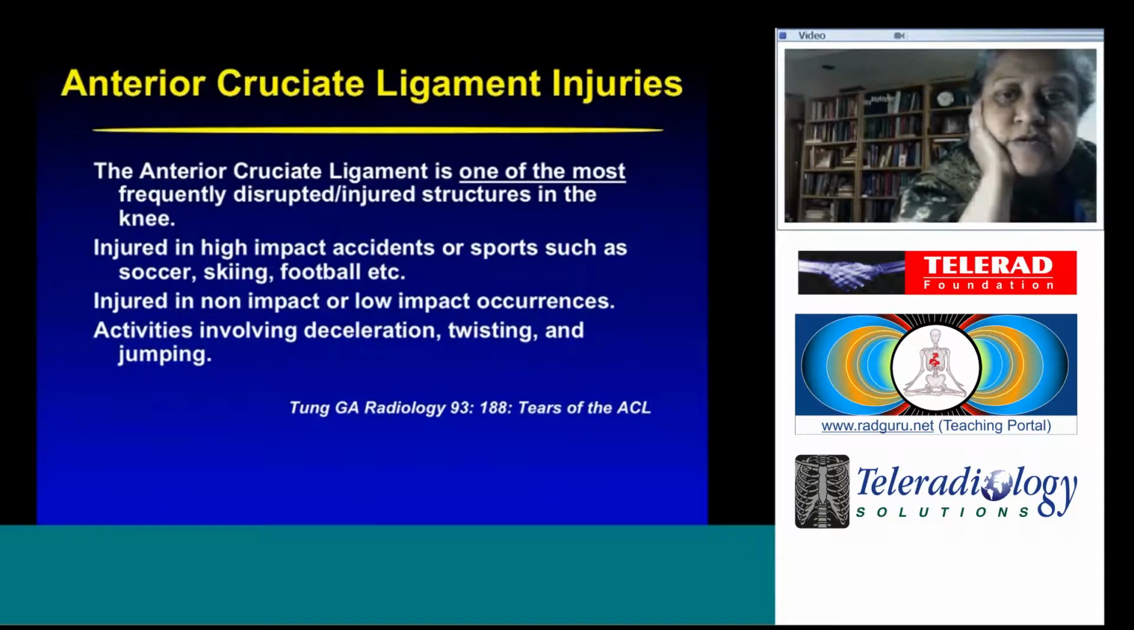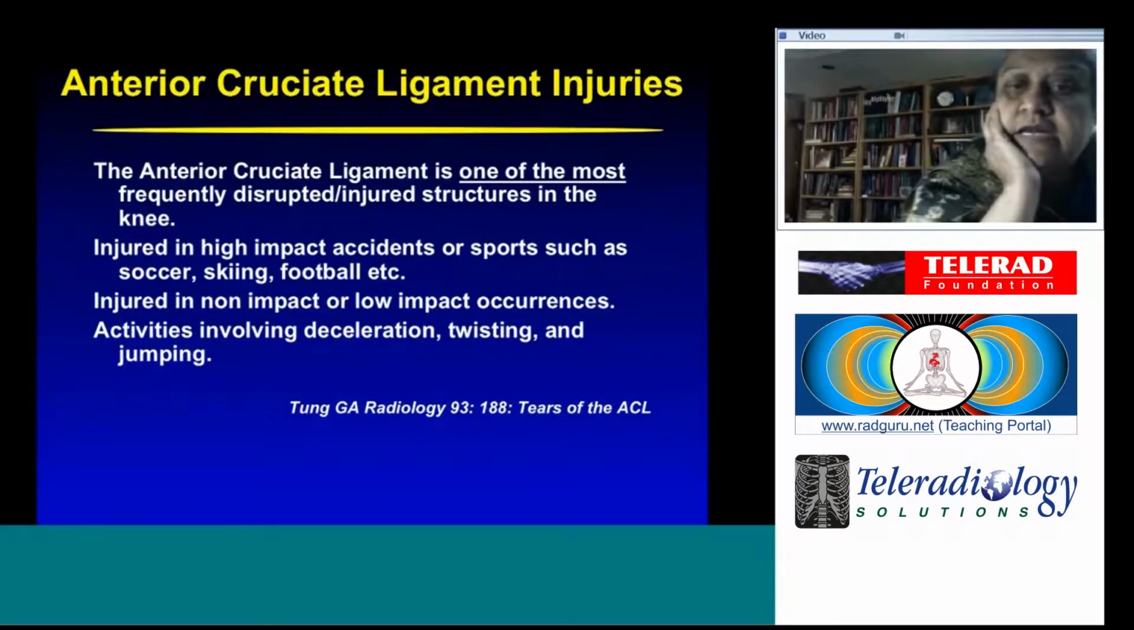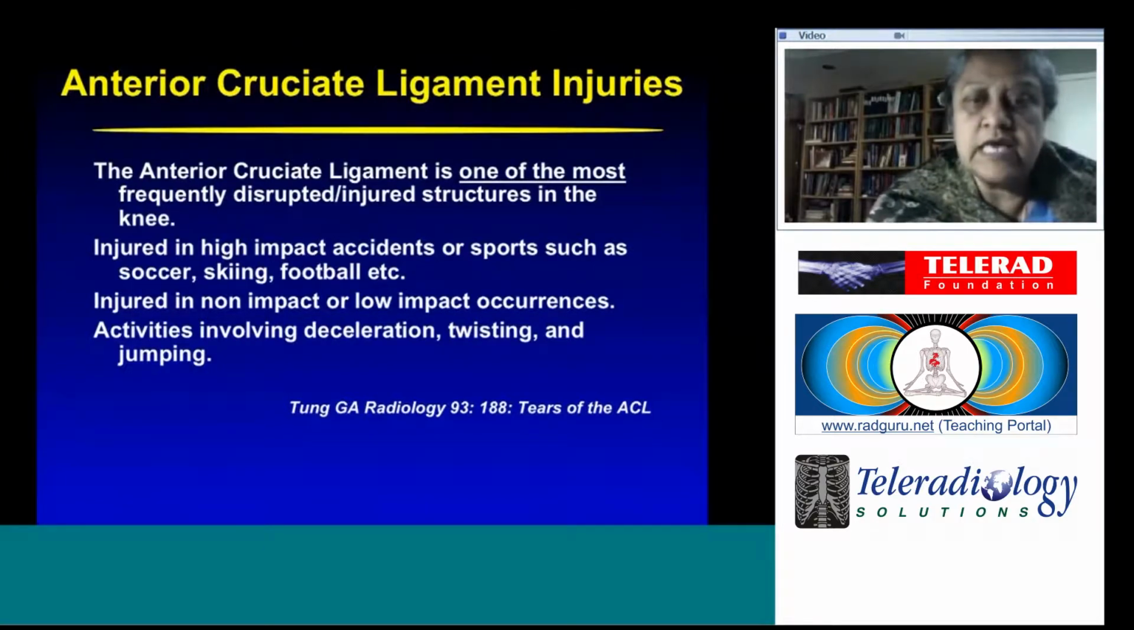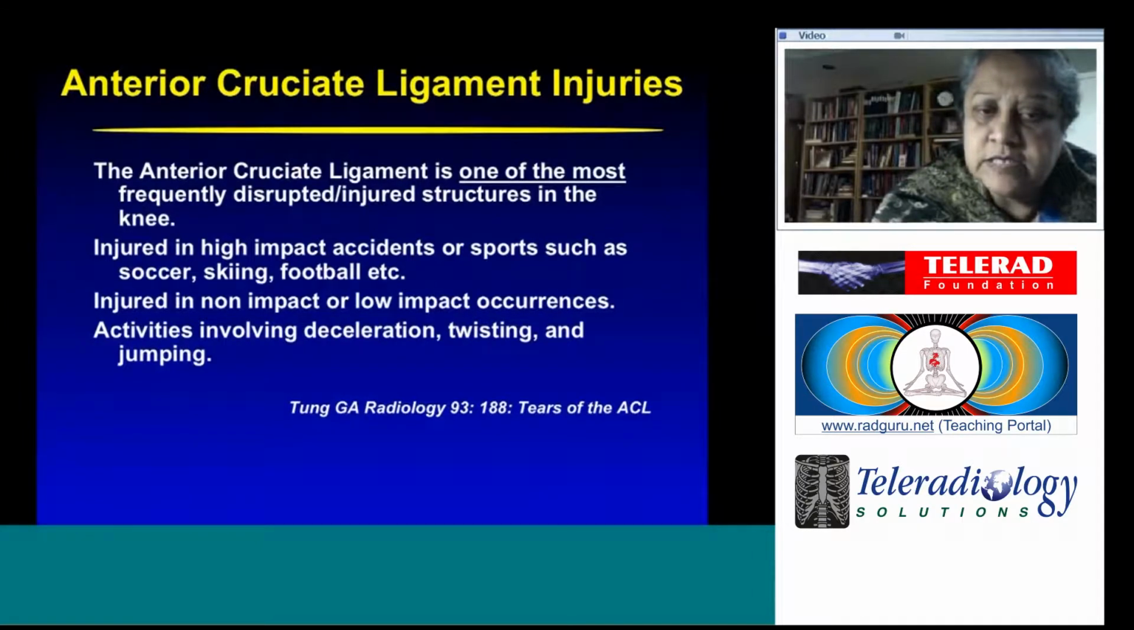The anterior cruciate ligament is one of the most frequently disrupted and injured structures in the knee. They're injured in high-impact accidents or sports such as soccer, skiing, football, etc. And they're also injured in non-impact or low-impact occurrences, activities involving deceleration, twisting, and jumping.